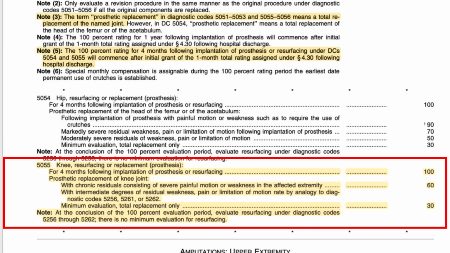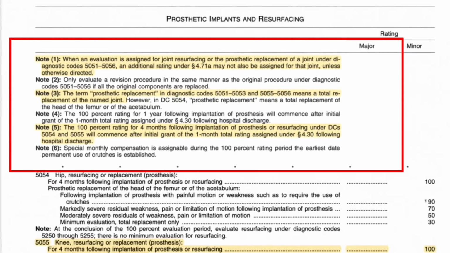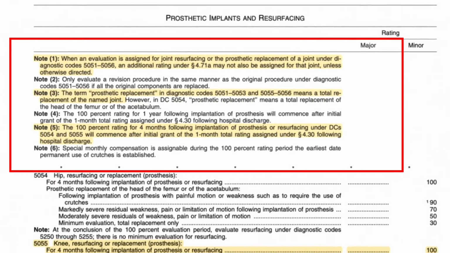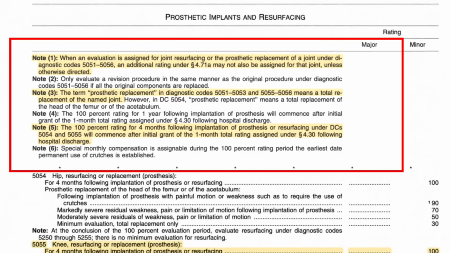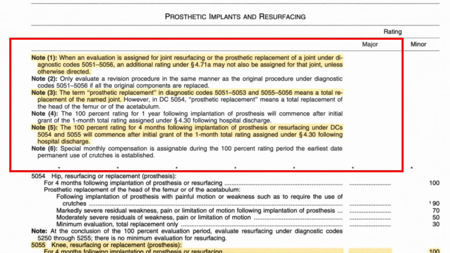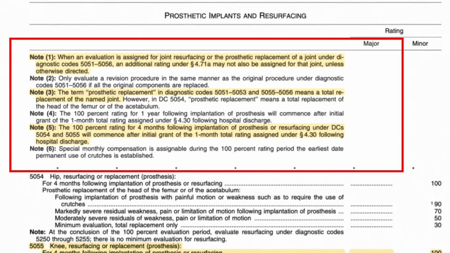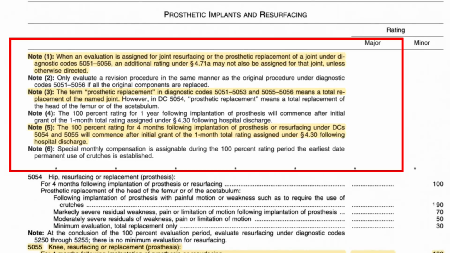Then you go up to 100 for your knee replacement for 5 months: the 1 month after the hospital, and then 4 additional months. It says that when an evaluation is assigned for prosthetic replacement of a joint under 5055, an additional rating may not also be assigned for that joint unless otherwise directed, which would be a very special situation that I've never seen happen. So basically what this is saying is you get 1 rating for the joint.